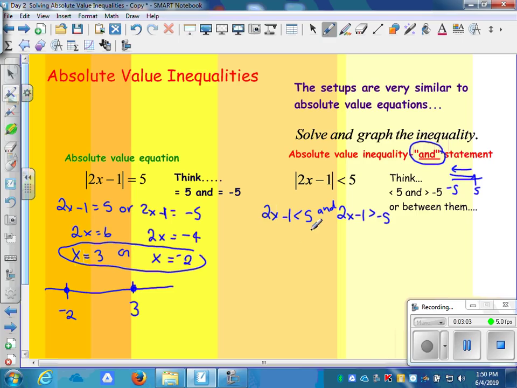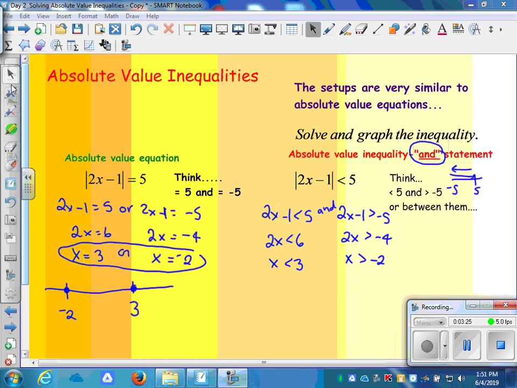I'm solving it identical to the equation setup on the left side. So I have 2x less than 6 and then x less than 3. So no different. And over here, I've got adding 1 to both sides, to 2x greater than negative 4, and divide both sides by 2, so you get x greater than negative 2. So I bring this and statement down.